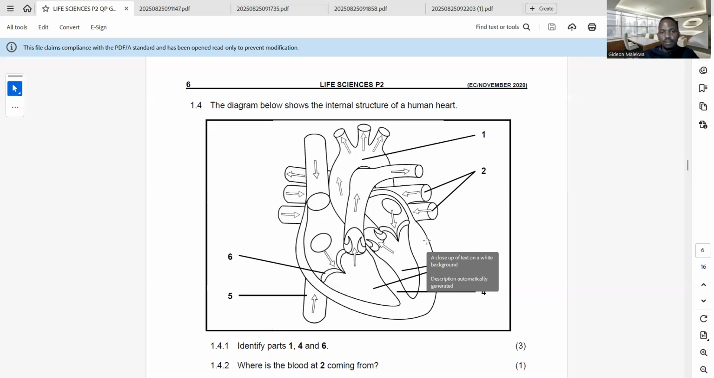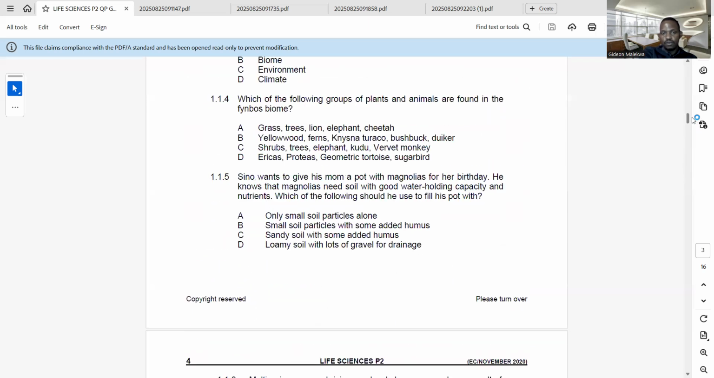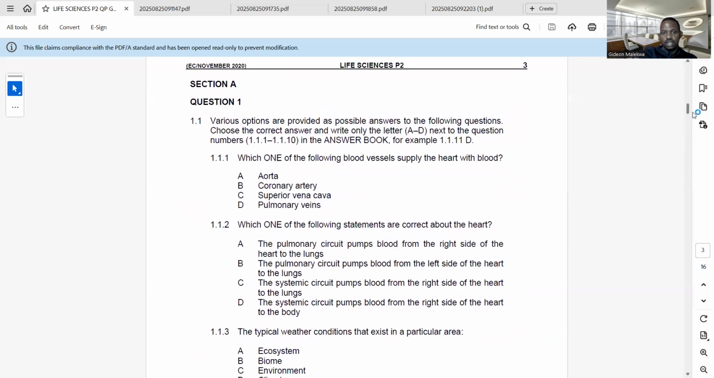So that one is coming from the right ventricle. So it is coming from the right-hand side of the heart. So it's coming from the right-hand side, which is this side, and it's going to the lung. So we want to see one that says coming from the right to the lung.